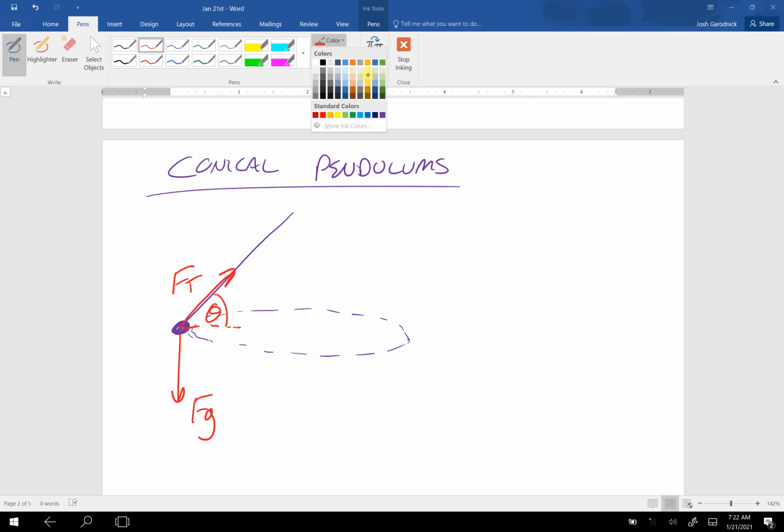So don't panic about this. We have a free body diagram. Let's fall back on our skills. Our skills are to set up math based on a free body diagram. I'm going to do that right here. Actually, I'll do it a little bit below here.